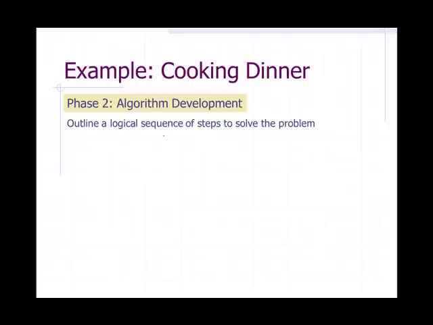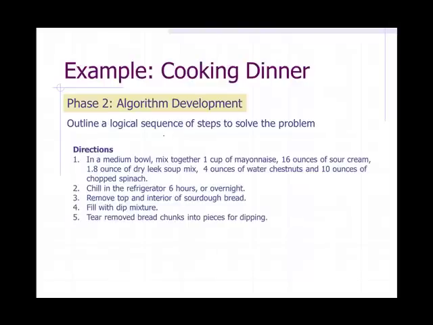Phase 2, let's outline a logical sequence of steps to solve this problem. I looked on Google and found a list of 5 instructions to make spinach dip. Step 1, in a medium bowl, mix together 1 cup of mayonnaise, 16 ounces of sour cream, 1.8 ounces of dry leaf soup mix, 4 ounces of water chestnuts, and 10 ounces of chopped spinach.